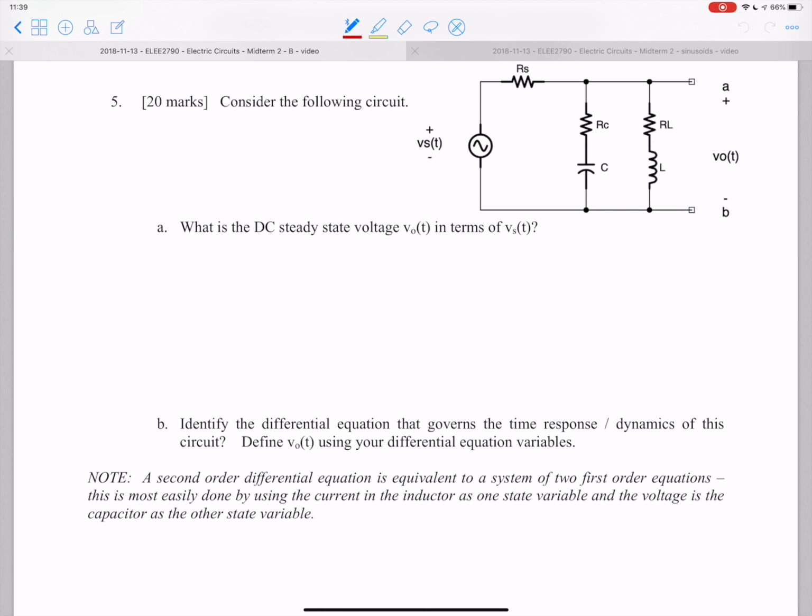So for part A, we ask what is the DC steady-state voltage in terms of the voltage source. And this is a pretty straightforward DC problem where you replace the current source with a short circuit, remove the capacitor, which functionally removes this entire branch, and look at this as a voltage divider. The voltage divider is straightforward. V0 is equal to RL over RS plus RL times the source current.